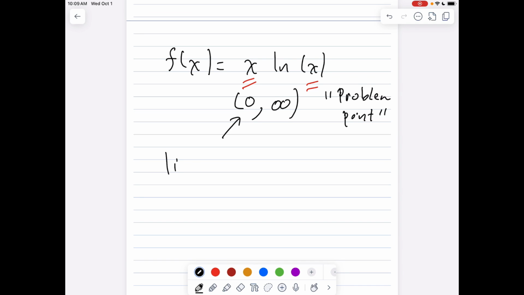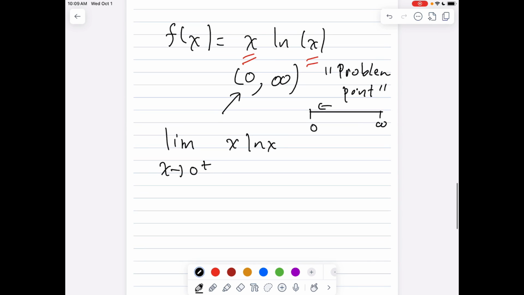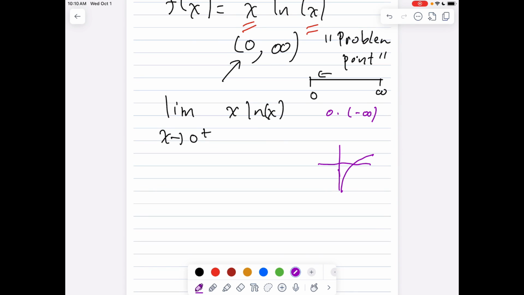Now, if you take the limit as x approaches 0 here, it's going to be from the right, because if I have 0 to infinity as my domain, I can only approach 0 from the right because the function doesn't exist on the left. So x ln x. Now, if you take this limit, you get the form of 0 times negative infinity. As x approaches 0, ln of x, do you remember the graph of ln looks like this? Ln approaches negative infinity as x approaches 0. So it's going to be what we call an indeterminate form.